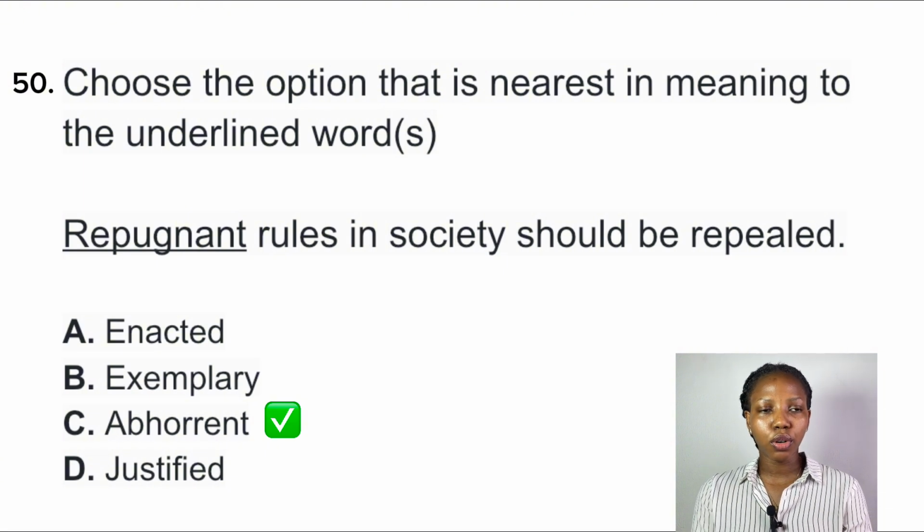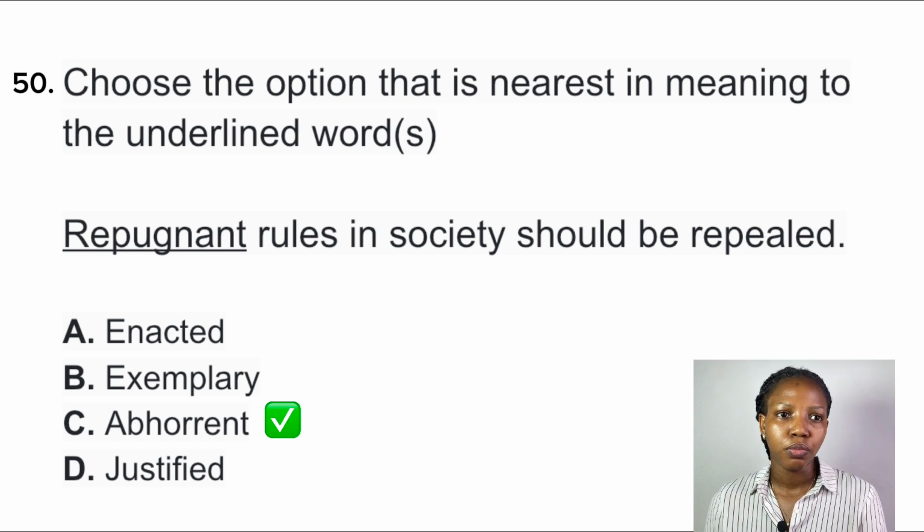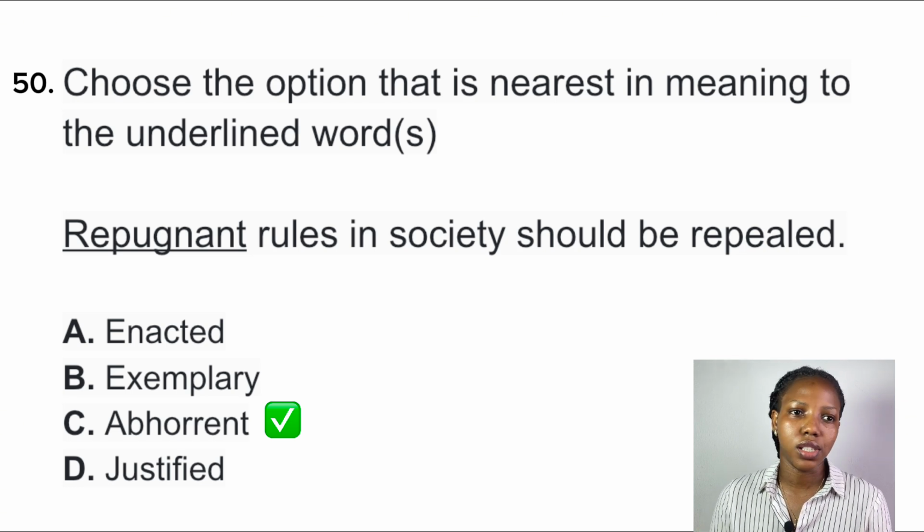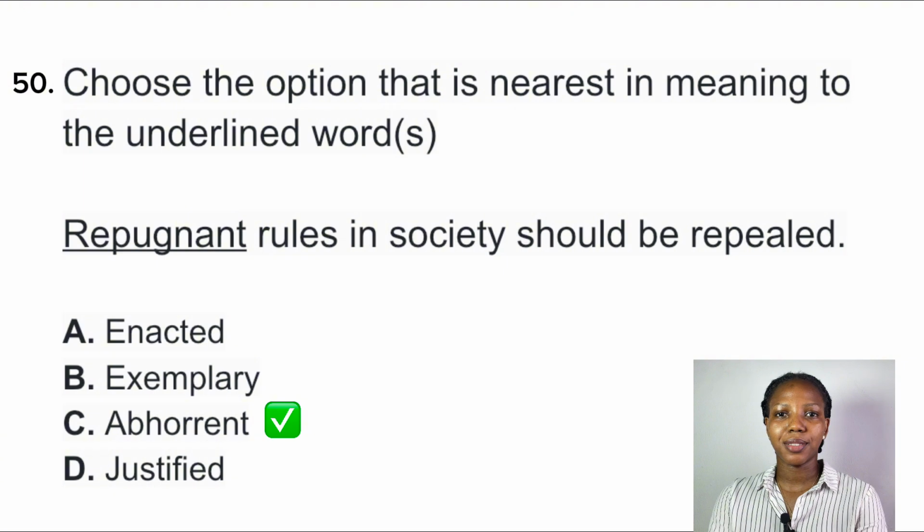So using the interpretation method, repugnant means unacceptable. Enacted means made into law. Exemplary means a good model or good example. Abhorrent is disgusting. Justified is marked by good reason. So the answer to this question is definitely option C, abhorrent.